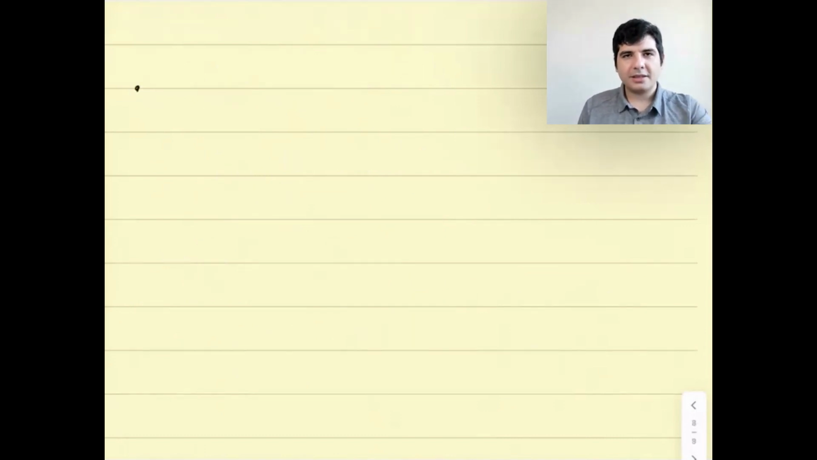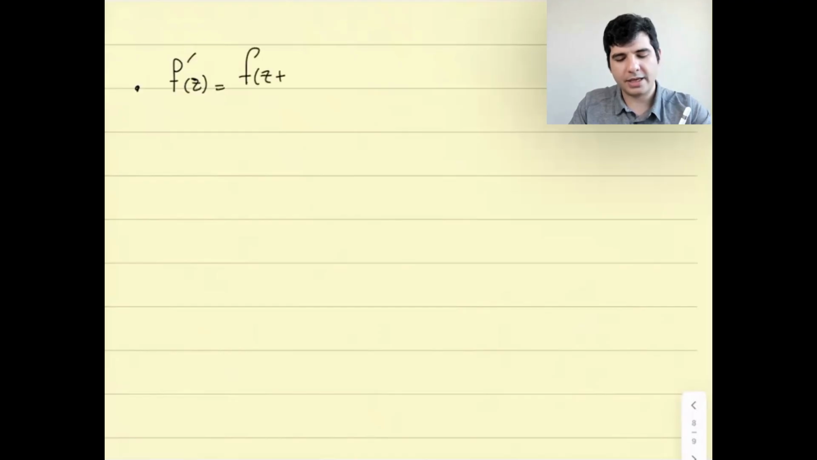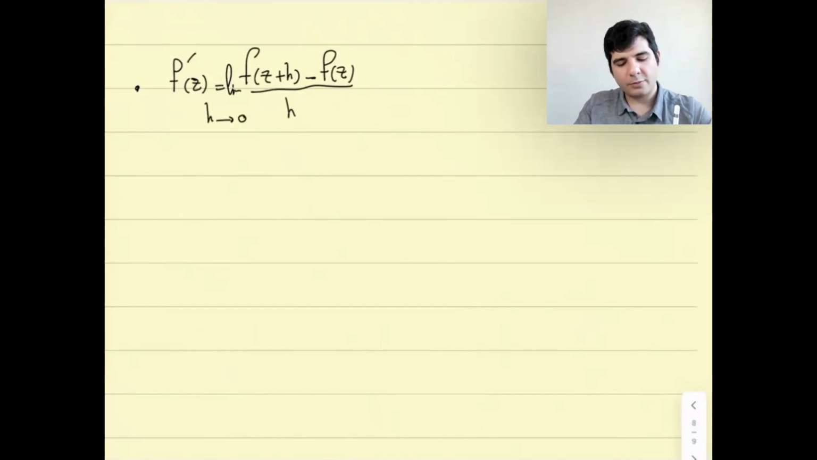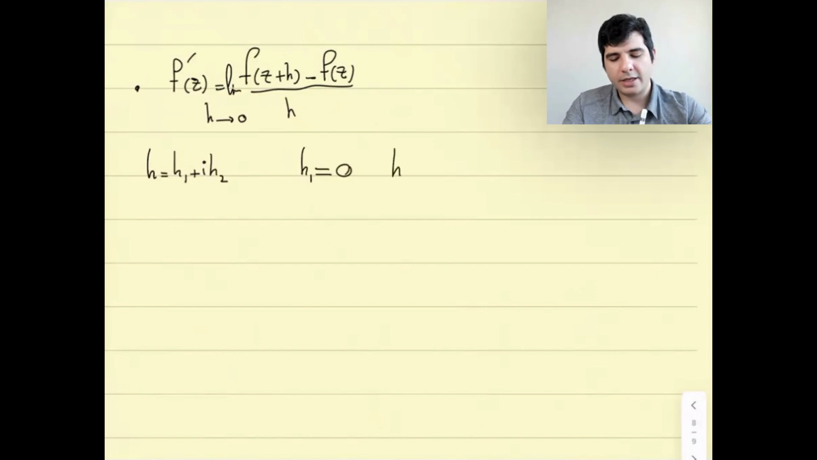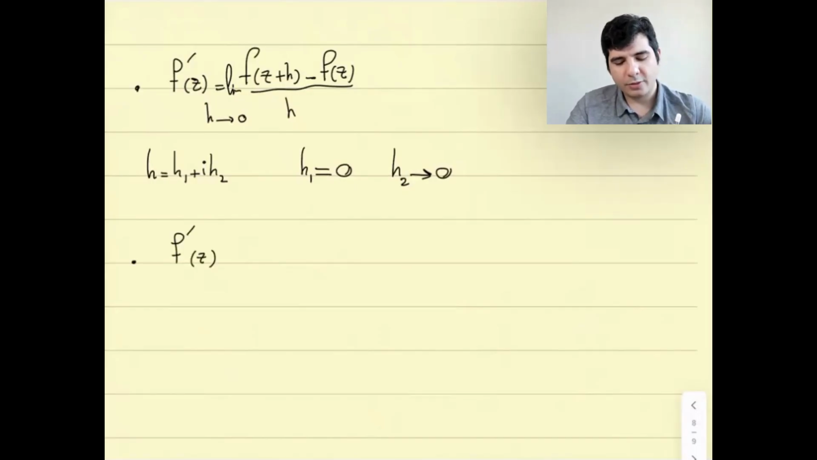Okay. Now, let's do a different way of computing this limit. Suppose we are computing this limit f prime of z equals f of z plus h minus f of z over h, and then take the limit as h goes to 0. But this time, I would write h as h1 plus ih2, and we take the limit along the imaginary axis. So we let h1 be equal to 0 and h2 a real variable that is converging to 0 but not equal to 0. So this time f prime of z would be equal to this limit where h2 goes to 0.